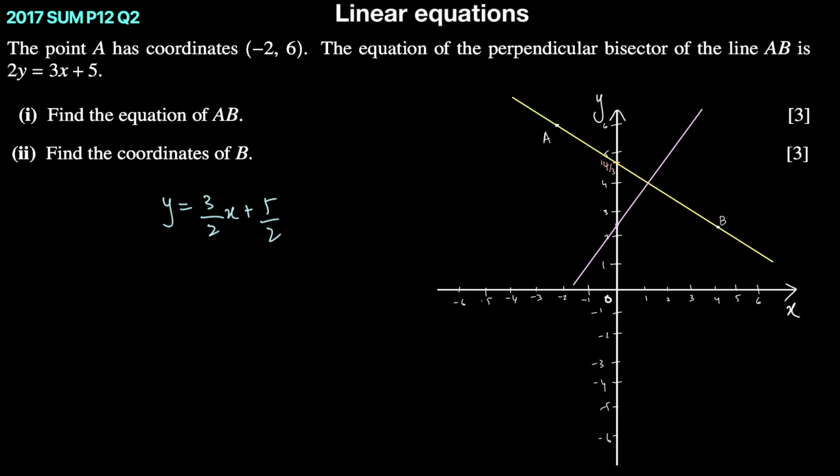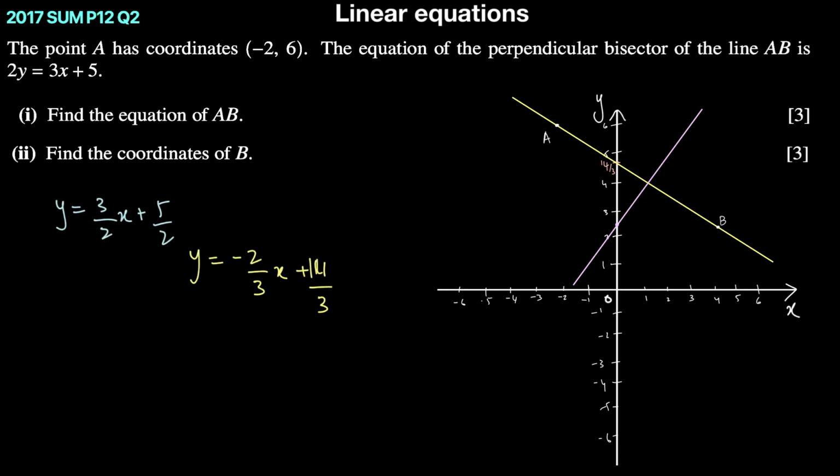That's the line shown in purple here. And now we know the equation of the line AB: y = -2/3 x + 14/3. Now that we know these two equations, we know that these two lines intersect at the midpoint of AB. The perpendicular bisector is perpendicular to AB and goes through the midpoint of AB. So first we're going to find the coordinates of this midpoint, which are where these two equations are equal.